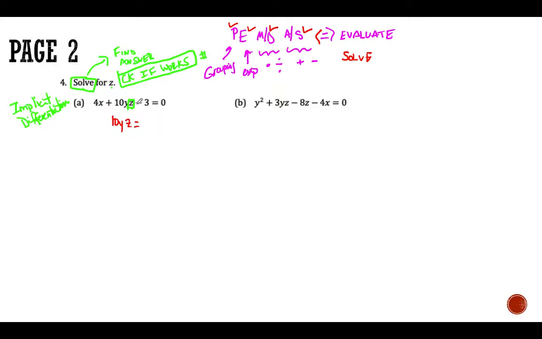So I'm going to move this -3 to the other side, make it a +3, and I'm going to move this 4x to the other side, change its sign, make a -4x. Now I did that, check. I'm going to get rid of all multiplication and division. I only have multiplication here. So I'm going to undo the 10y by dividing by 10y.